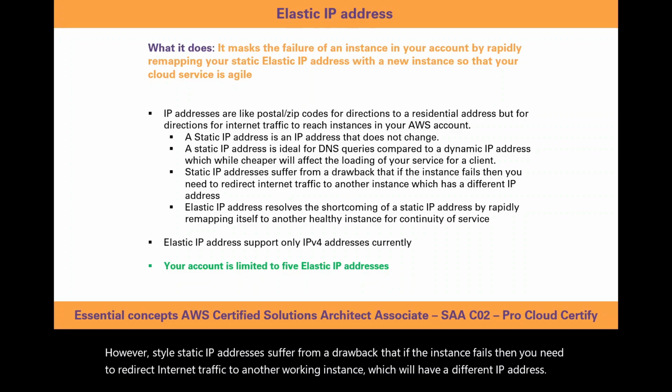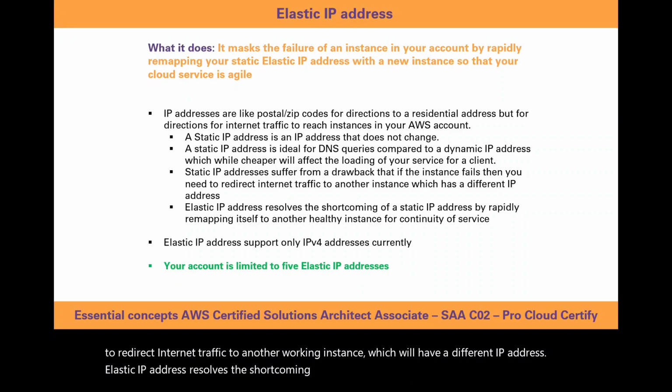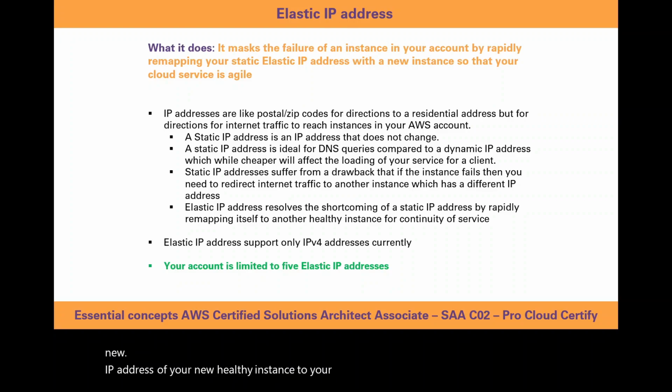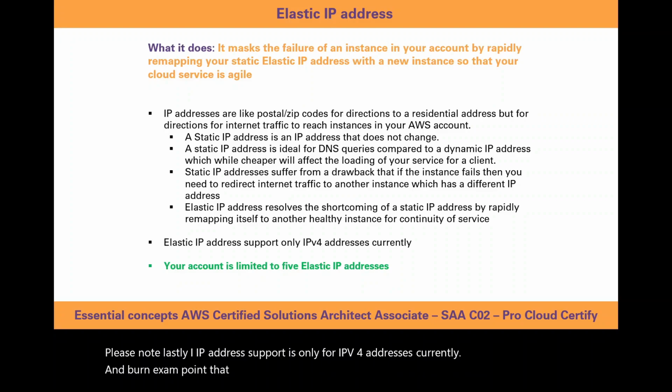Elastic IP address resolves the shortcoming of a static IP address by rapidly remapping itself to another healthy instance for continuity of services. So you do not need to remap the IP address of your new healthy instance to your AWS service. Elastic IP address does it itself. Please note, Elastic IP address support is only for IPv4 addresses currently. An important exam point that you should know is that your account is limited to 5 Elastic IP addresses.